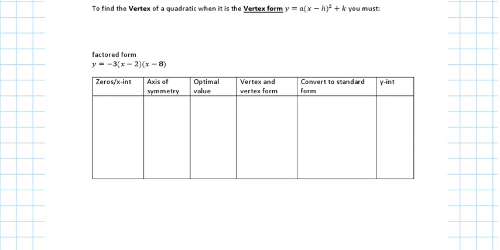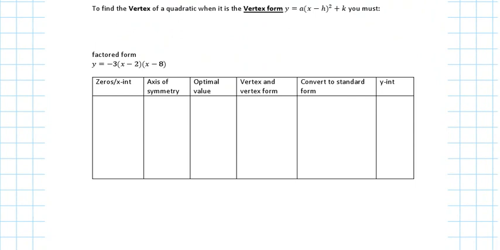If you guys don't know this yet, I'm gonna wait. Factored form. Like how many times have I said that?